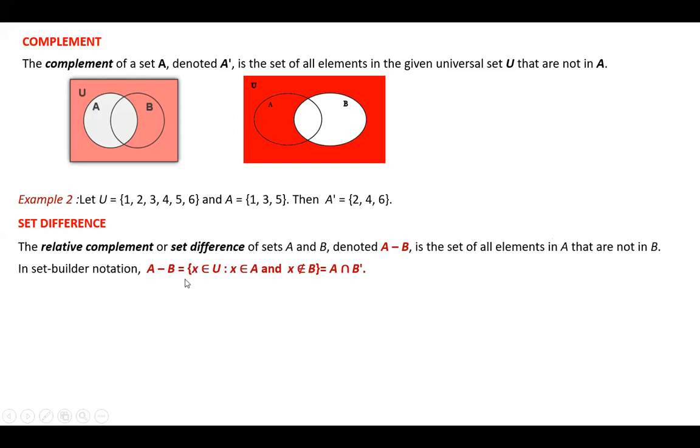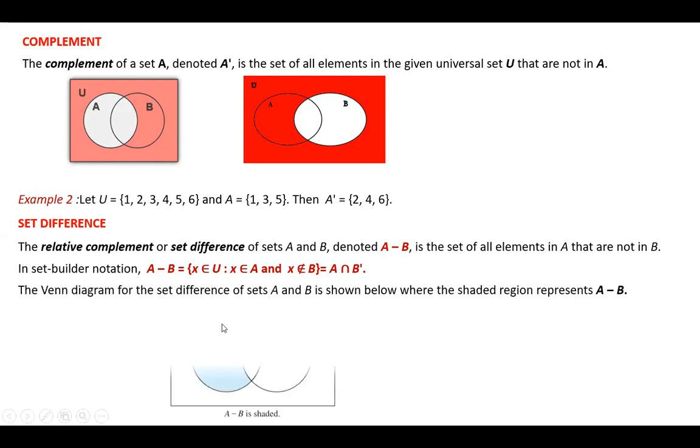So in set builder notation, the set difference is given by A minus B, which is just the same as x is a member of the universal set, where x is a member of A, but x is not a member of B. And then in set notation, you can just say A intersection B complement. So it is simply A intersection B complement. That's the set difference.